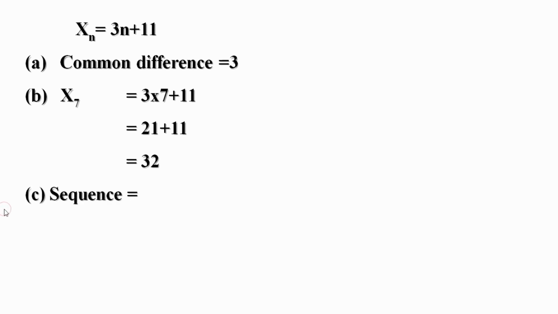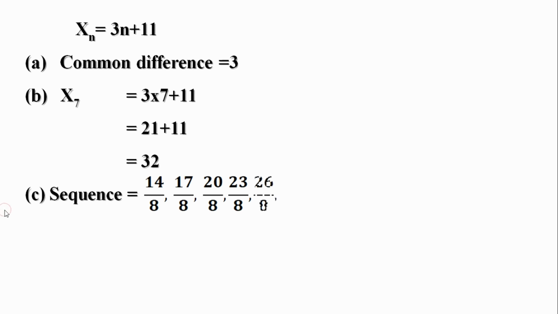Let us write the sequence. The sequence is 14 by 8, 17 by 8, 20 by 8, and the next term is 23 by 8. 23 cannot be divided by 8. Now the next is 26 by 8. 26 cannot be divided by 8. Next term is 29 by 8. Again 29 cannot be divided by 8.